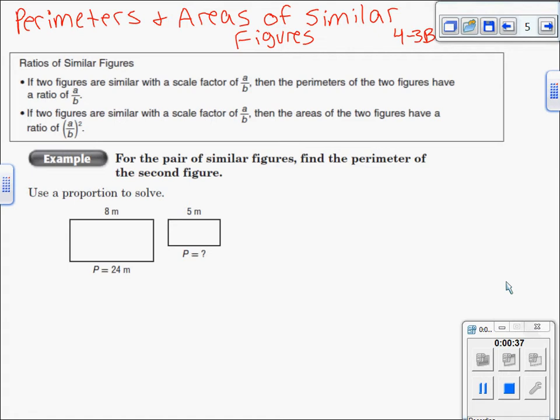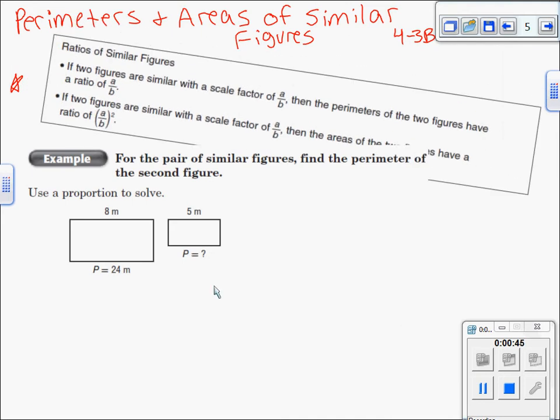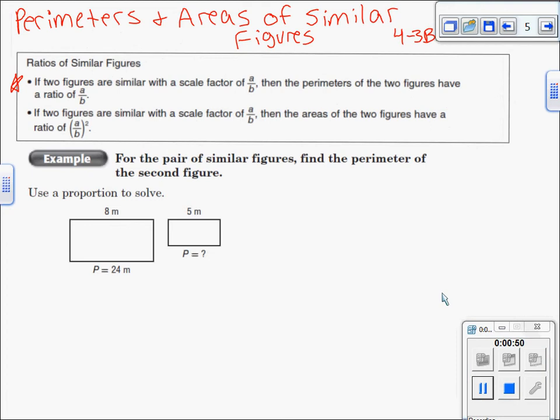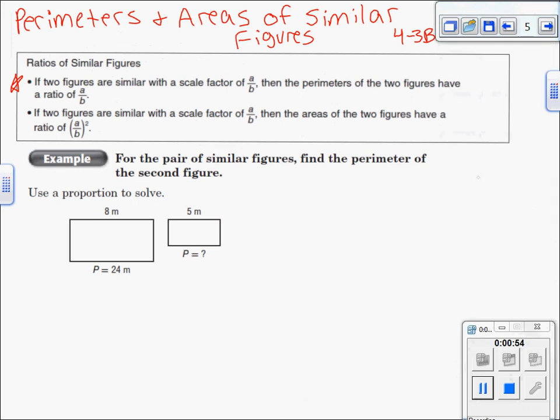So we're going to use this first bullet now to guide us. This first rule tells us, if two figures are similar with a scale factor of A over B, meaning the ratio of their sides is A over B, and it'll be numbers, but we're just making it generic sounding. If they have a scale factor of A over B, then the perimeters of the two figures will have a ratio of A over B.